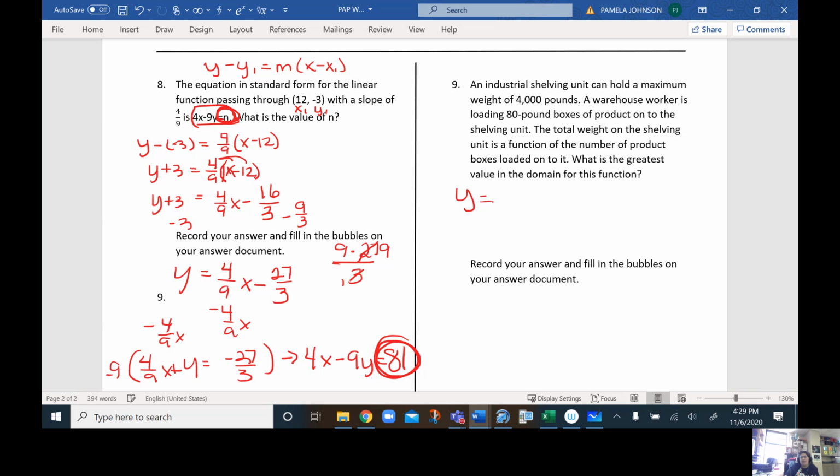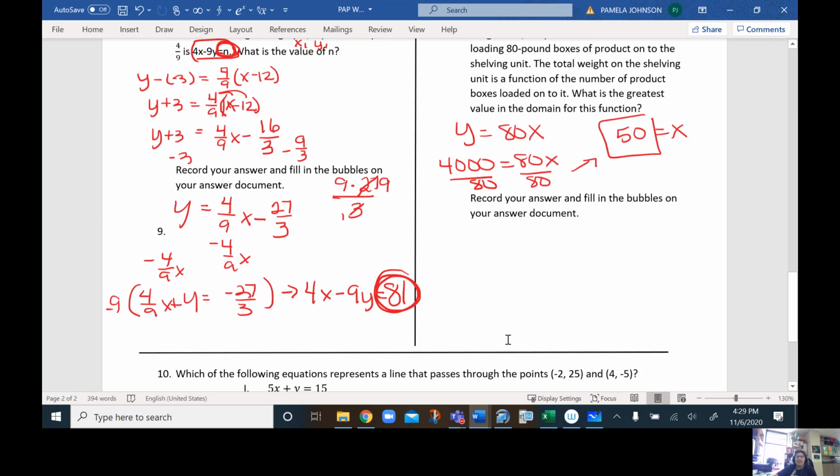Because the total weight on the shelf is going to be 80 times the number of boxes, X, okay? Well, we know that it can hold a maximum of 4,000 pounds. So if I divide that by 80, I get 50 as my X, okay? It can hold up to 50 boxes. That is the greatest value in the domain for this function, okay?